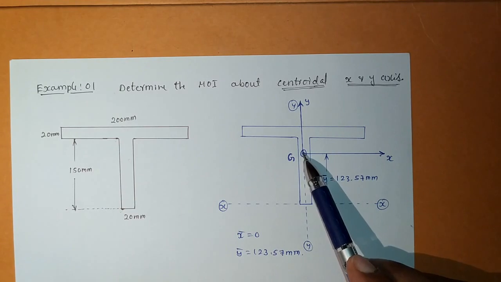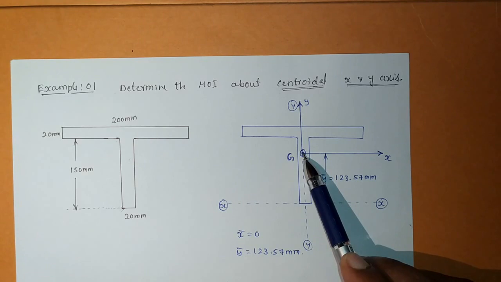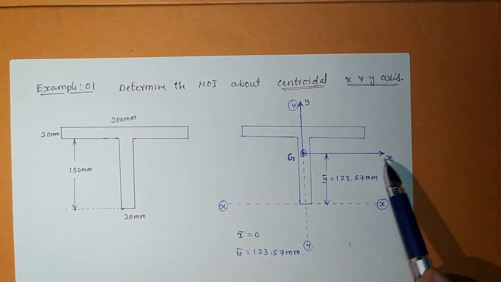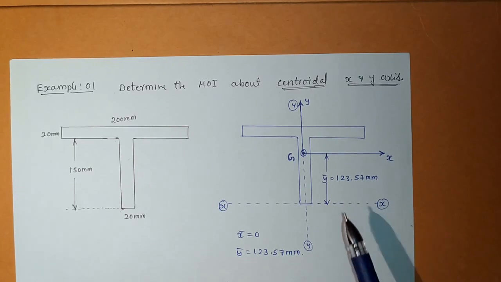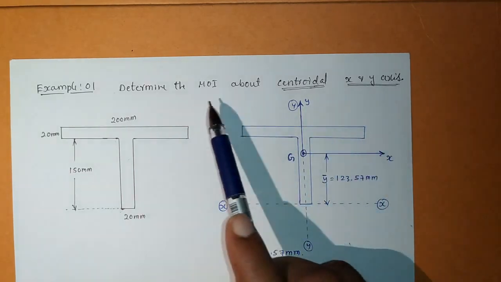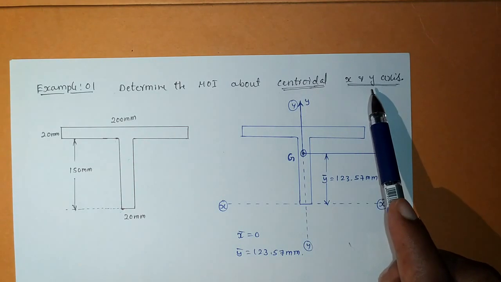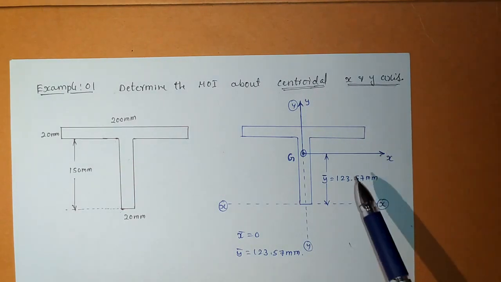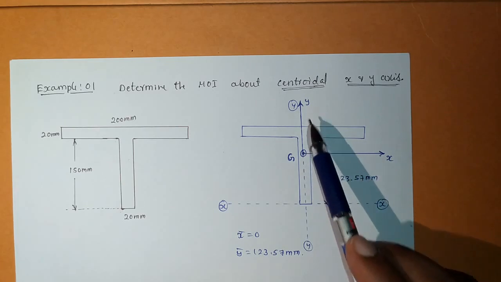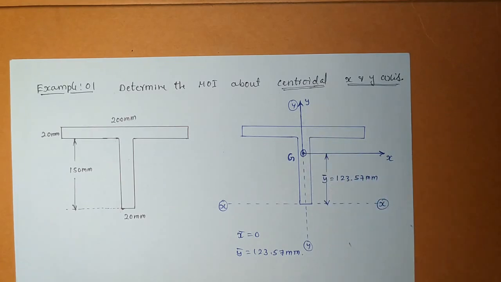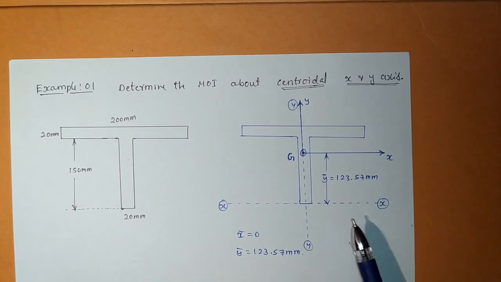We have to identify the centroid of a composite section. This is the centroid of the composite section. These are the centroidal axes gx and gy. For this one, we have to find out moment of inertia about centroidal x and y axis. With respect to centroidal axes gx and gy, we have to find out moment of inertia. This is the first step. First step is over. Now we have to find out moment of inertia about the centroidal axis.